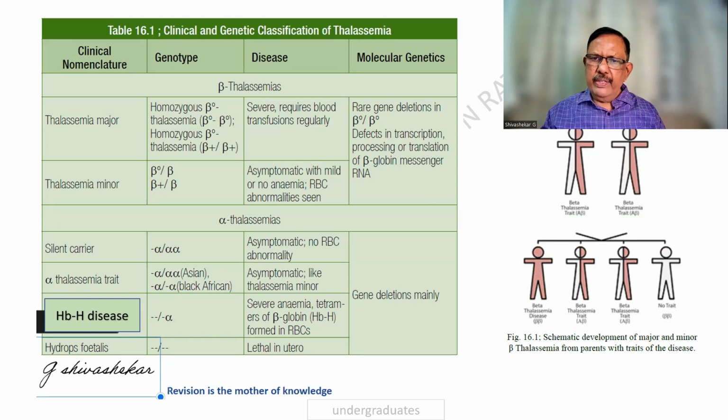Now, what happens is when both parents are carrying a defective gene and there is an offspring that carries both the genes as defective, there is a full-blown beta thalassemia major. Otherwise, it happens to be a trait. When there is no defective gene, there is no trait in the patient. Learn this particular classification by heart.